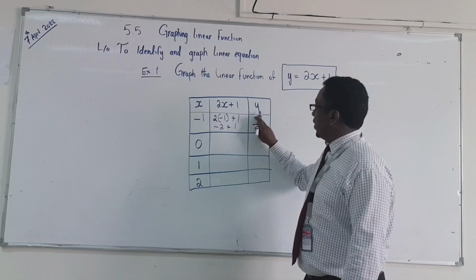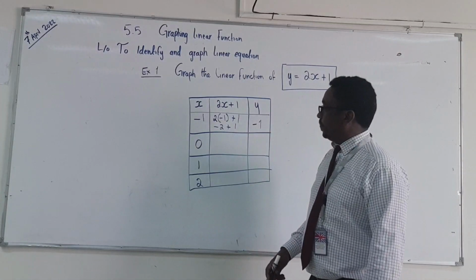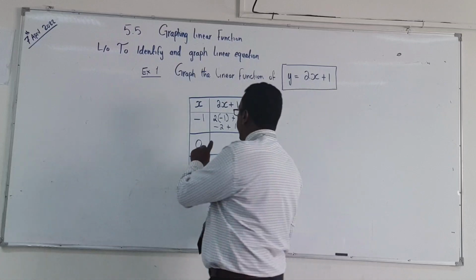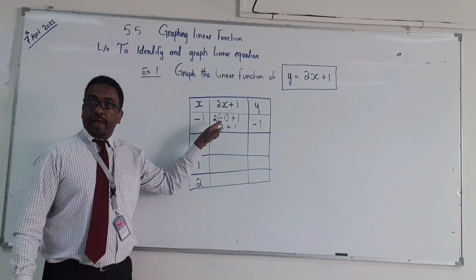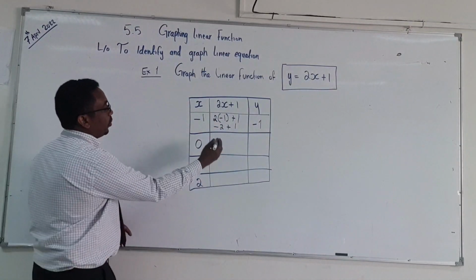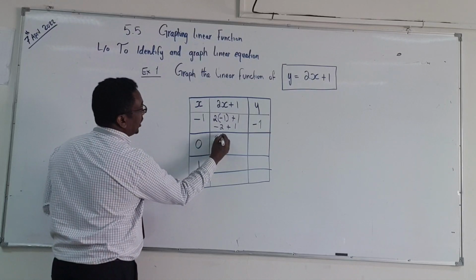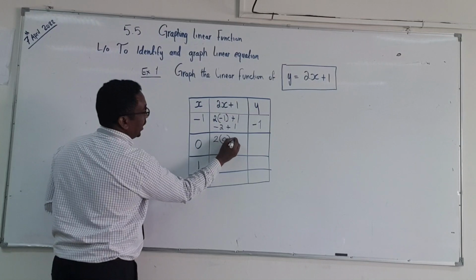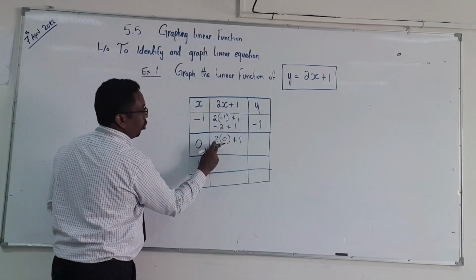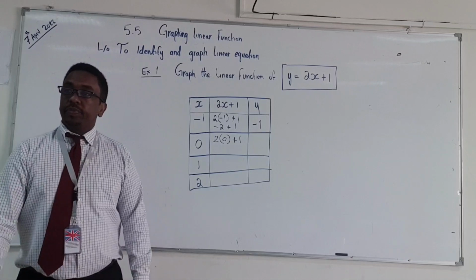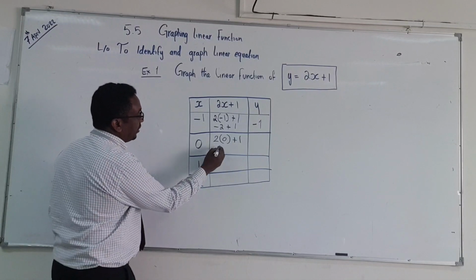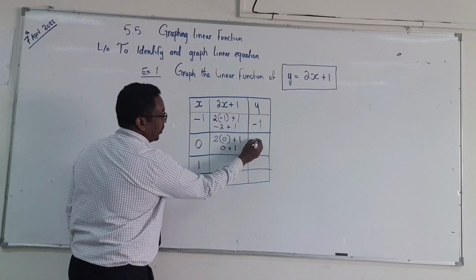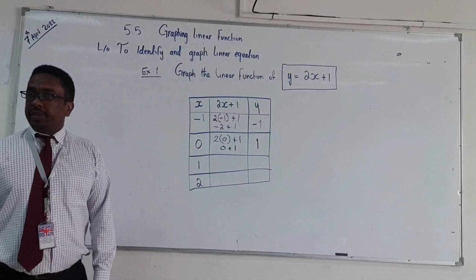Now we do the same thing here. We replace the x with 0. So we have 2, instead of x, what do we put? 0. And then plus 1. So what is 2 times 0? 0. So we have 0 plus 1. What will that be? It will just be 1. You guys got that? Yes.